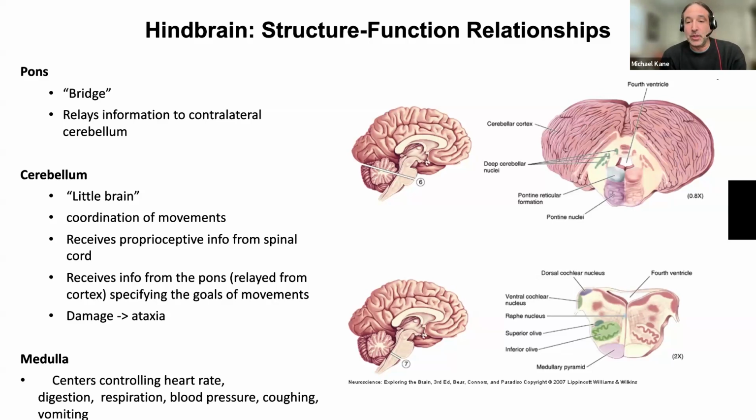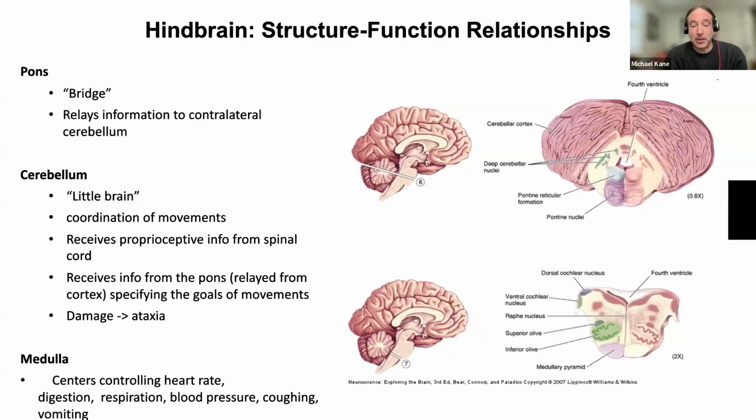The pons is an important region because its name literally means the bridge. The pons is a region where information comes in and out of the cerebellum. And we'll see that the cerebellum, which is known as the little brain, as you can see to the left, is really important in the coordination of movements.